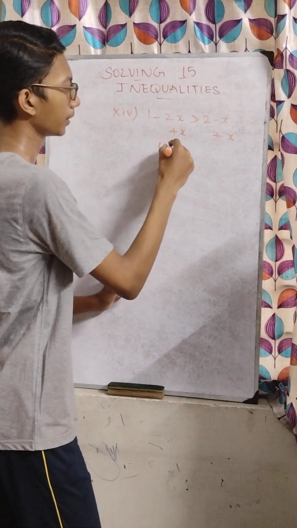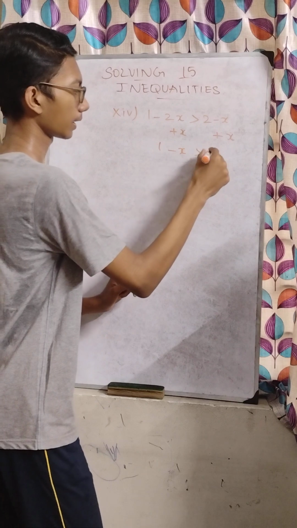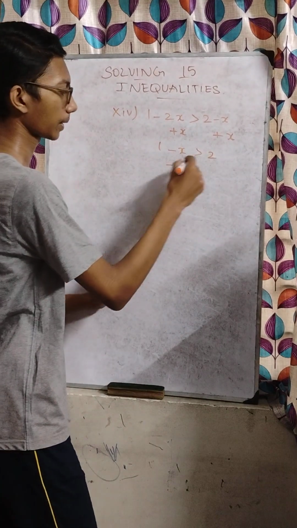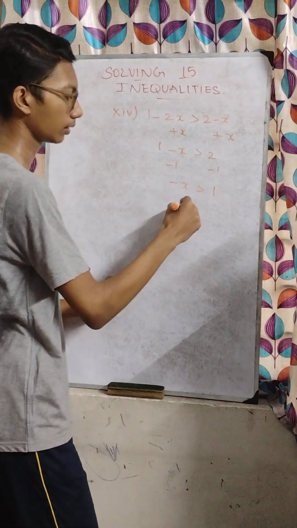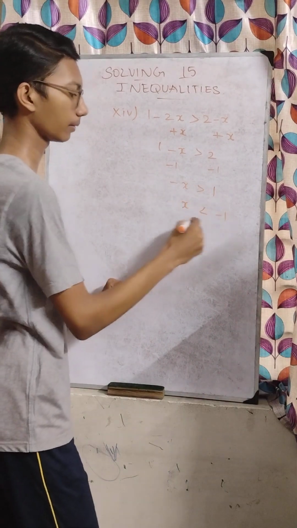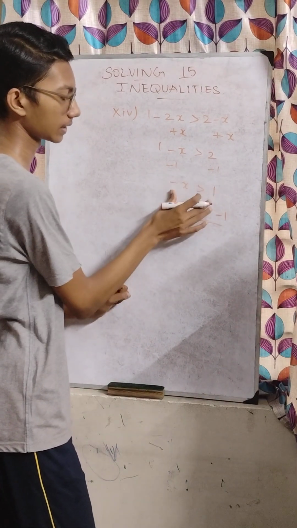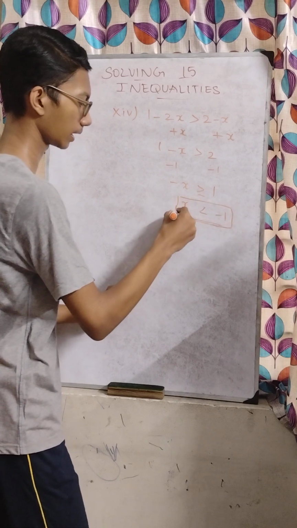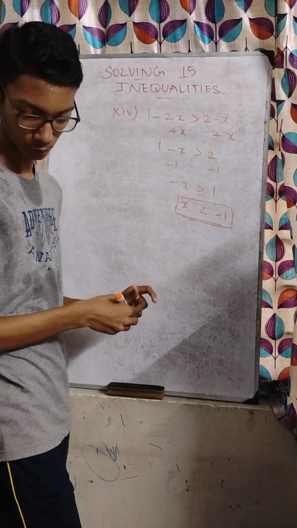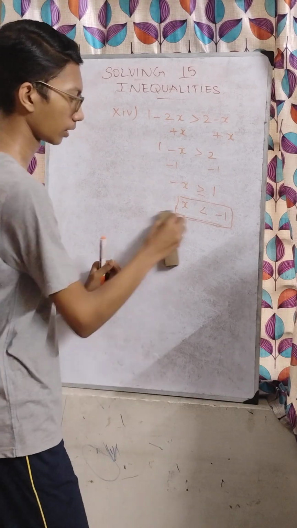So we get 1 minus x is greater than 2. Now subtracting 1 on both sides, minus x is greater than 1. Now x is less than minus 1, because of the change of signs, so we change the inequality. So the answer is x is less than minus 1. So that is the answer for this.